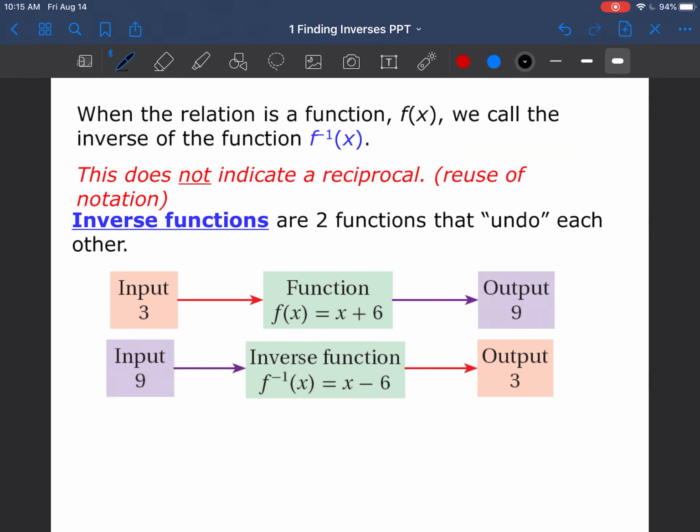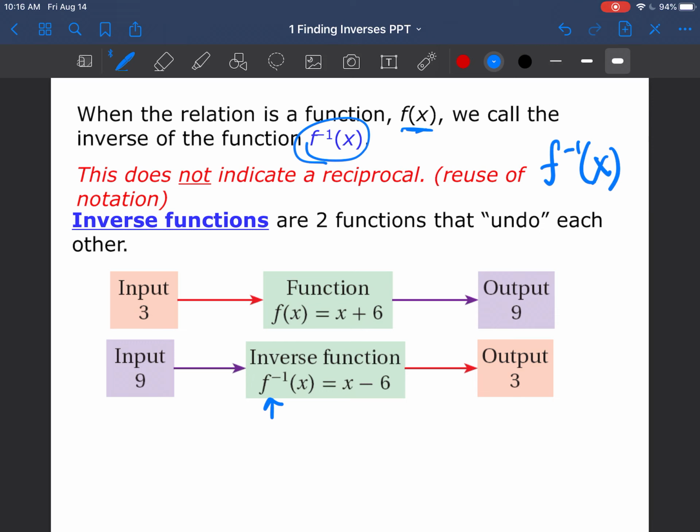Okay, and so when the relation is a function, sometimes it will be a non-function, but if it is a function like f of x, we write the inverse function using that -1 notation that says f inverse. That's not raising something to a -1. Sometimes they use this -1 as reciprocal. Mathematicians reuse notations over and over and over again, which gets really confusing. So you have to know the context. And so when you put a -1 on a function, it means inverse.